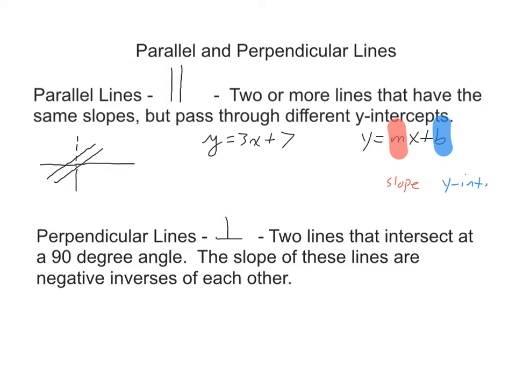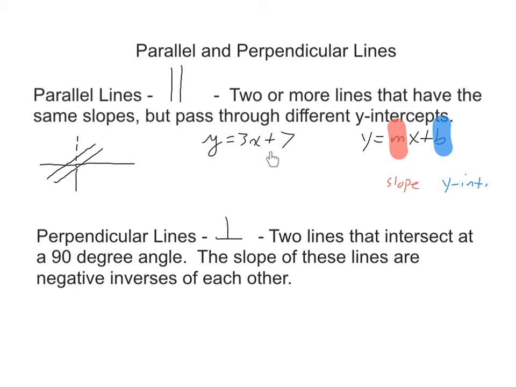Parallel lines have the same slope, and they have different y-intercepts. Now, if they have the same slope and the same y-intercept, they're the same line. So they can't be parallel to each other. They're just the same line. We're going to worry about that a little more later, but just something to know there. So if we're trying to find whether or not two lines are parallel, all we need to pay attention to is the slope.